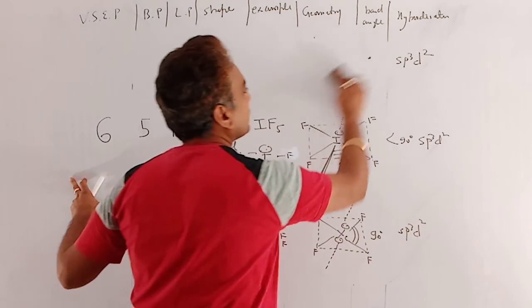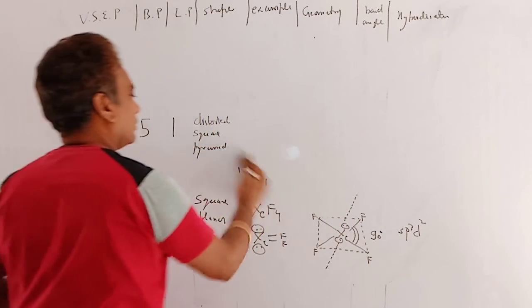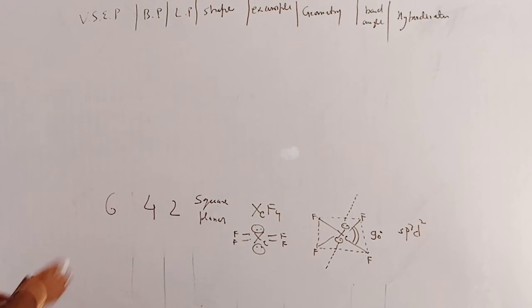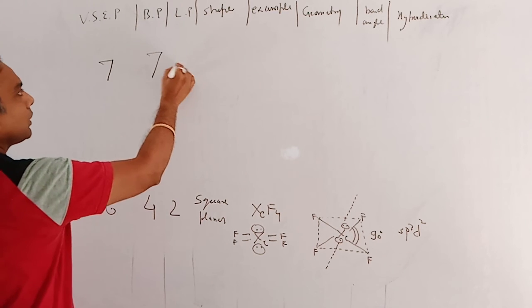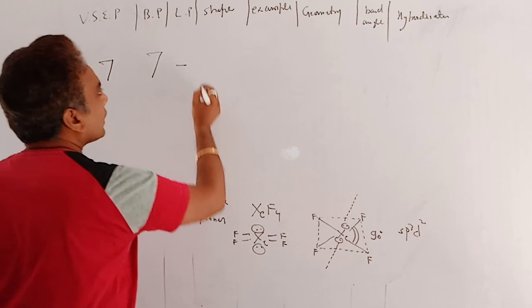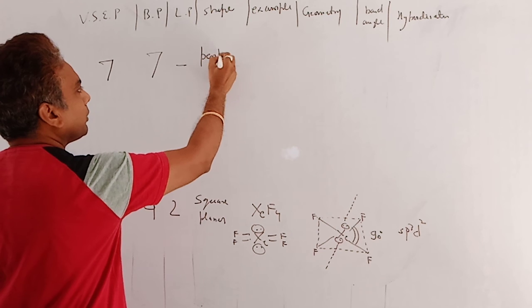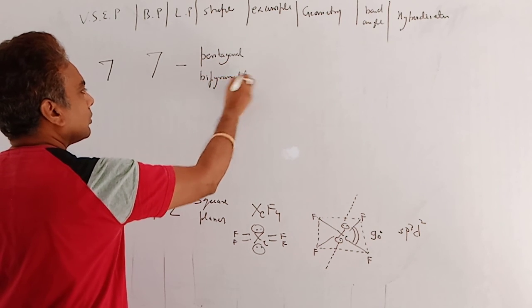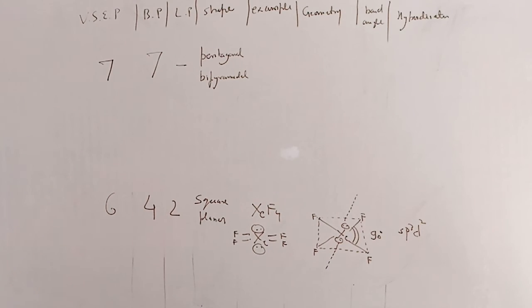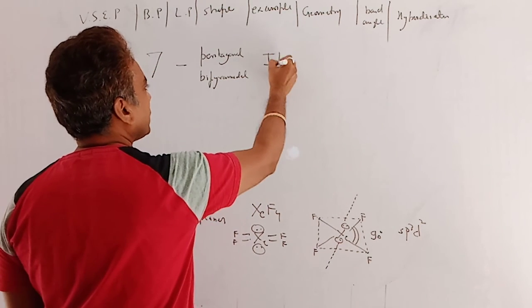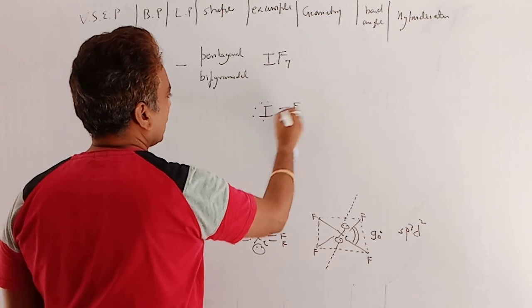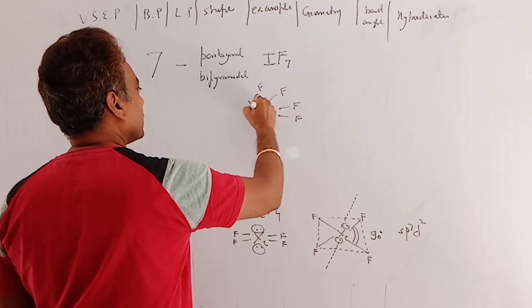Next case, we have 7 VSEPR pairs. All 7 are bond pairs without any lone pair. So shape with respect to the central atom is pentagonal bipyramidal. Example is IF7. Iodine contains 7 electrons in the outer shell and all 7 are shared with fluorine like this.